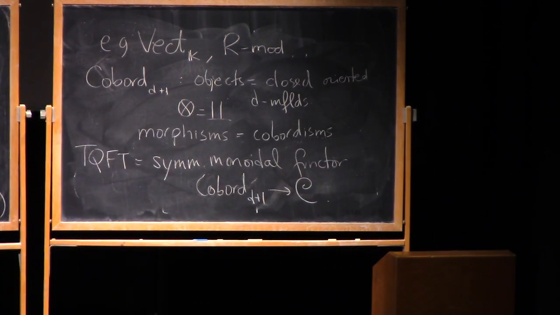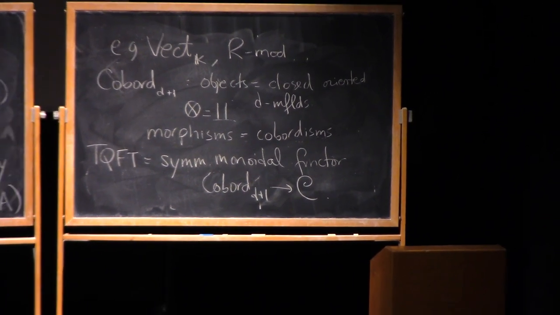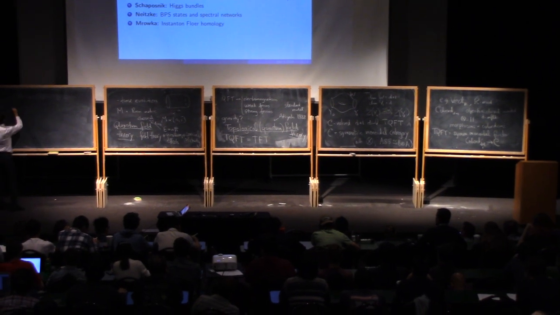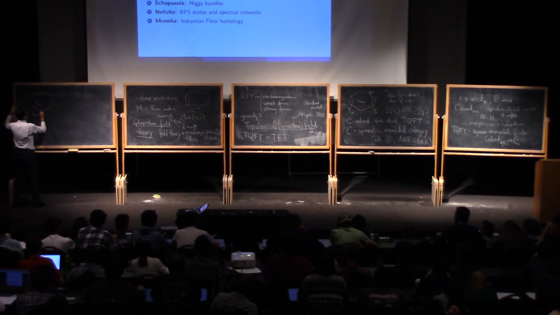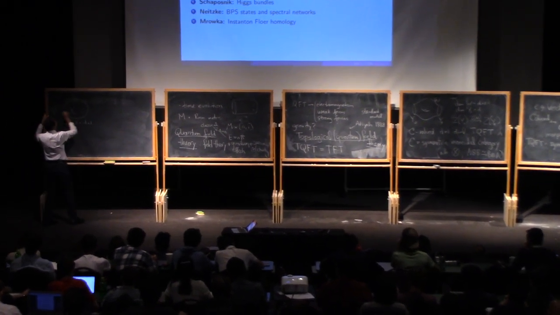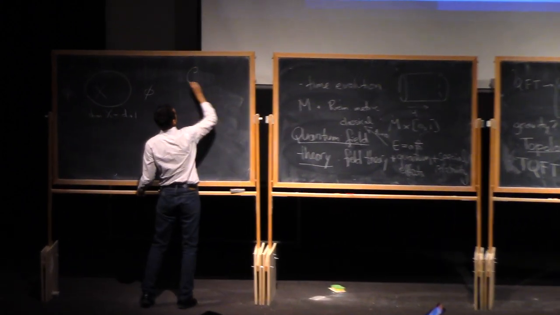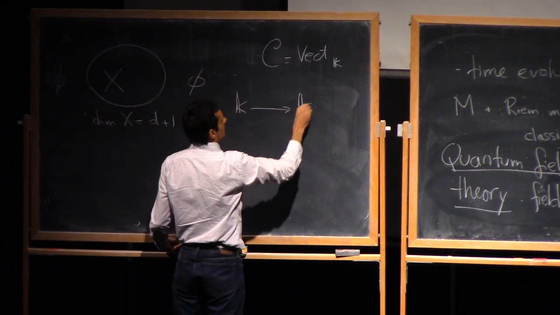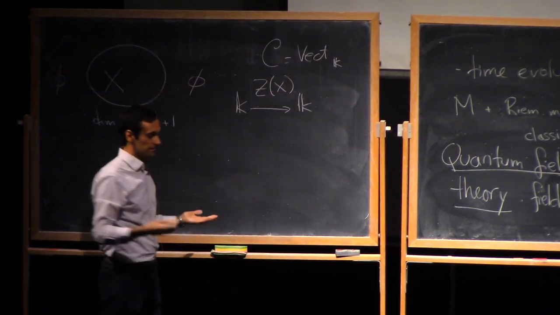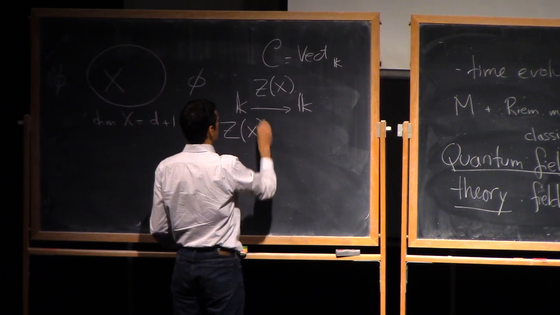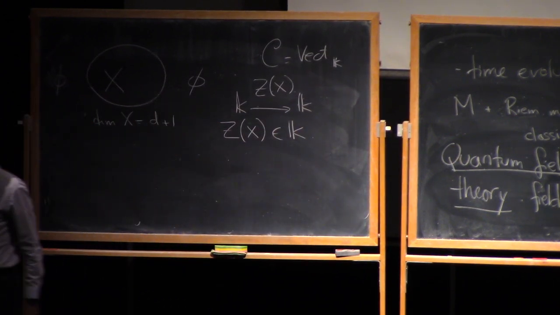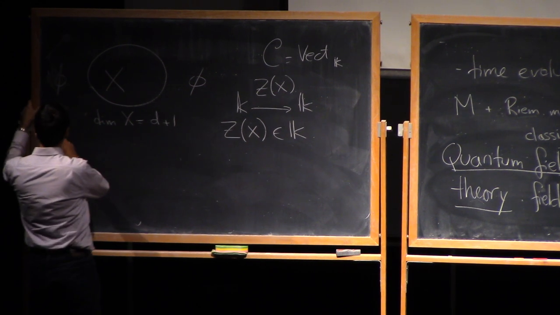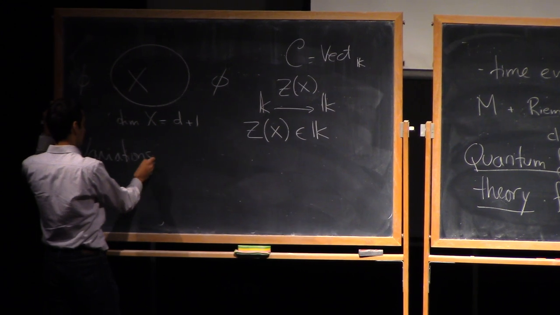Let me say one thing. In a TQFT, you can also consider D plus one dimensional closed manifolds, and then you can think of them as cobordisms from the empty set to the empty set. So let's say that our category is vector spaces over a field. Then this gives you a map from k to k, and that's just an element in k. So basically, to closed D plus one dimensional manifolds, you associate elements in your base field or base ring.